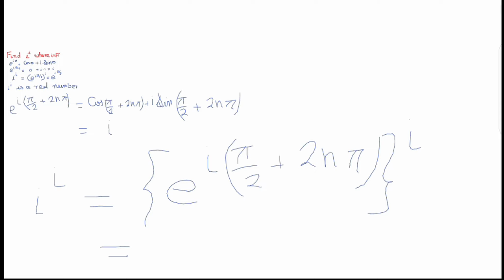And that is equal to e to the power minus pi by 2 minus 2n pi, and your n equals 1, 2, 3, 4 and so on, n equals plus or minus 1, plus or minus 2, and so on. So in fact, we have got infinitely many values of i to the power i, and they are all real numbers. Thank you.